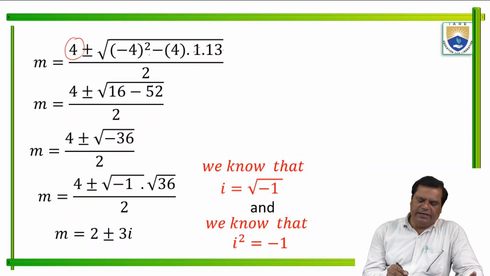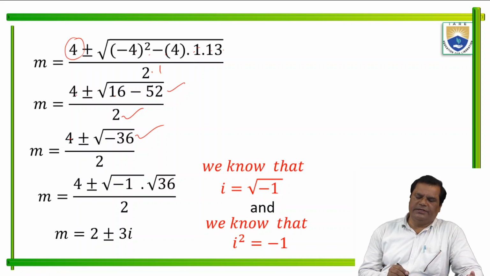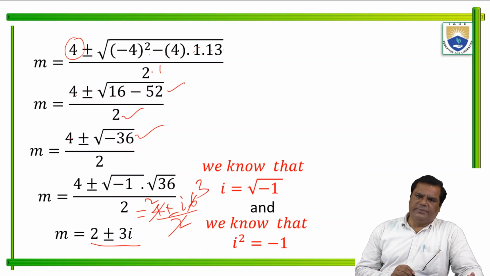So here 4 plus minus under root 16 minus 52, upon 2a, 2 into 1, so 2 only. Now 4 plus minus under root minus 36 upon 2. So 4 plus minus under root minus 1 and under root 36, that is 6, upon 2. Dividing by 2: 2 plus minus 3i.